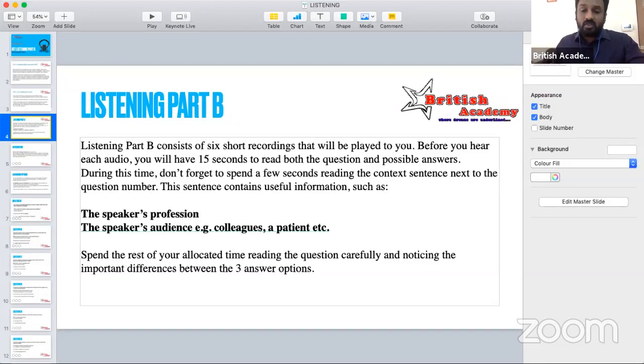Now spend the rest of your allocated time reading the question carefully and noticing the important difference between the three options. If you read the question very well, you can even predict answers. Reading and understanding the questions very well, later when you look at the options, you will be able to predict what can be an appropriate answer, or what is your guess. Keep that guess with you. But once you listen to the audio, then you can choose which is the right option.